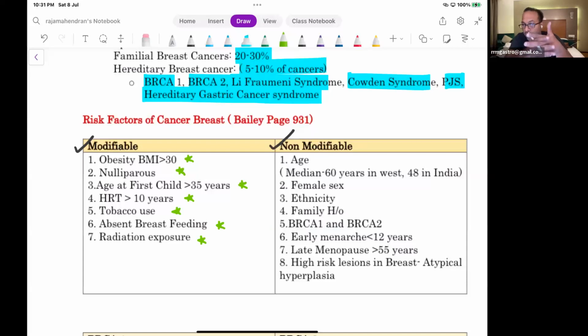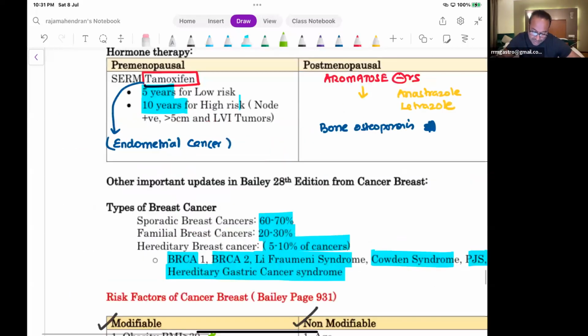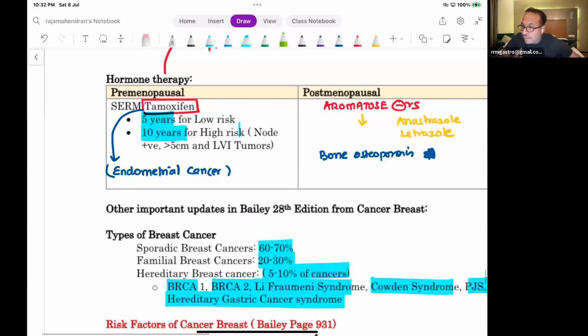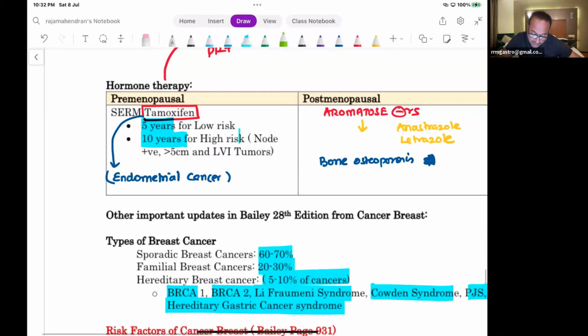So which all you can modify? So premenopausal woman is this. Premenopausal, they are included in hormone therapy in SERM. It's in the table. Premenopausal womanக்கு selective estrogen receptor modulators or tamoxifen கொடுக்கலாம் 5 years or 10 years கொடுக்கலாம். Postmenopausal womanக்கு தான் aromatase inhibitors.